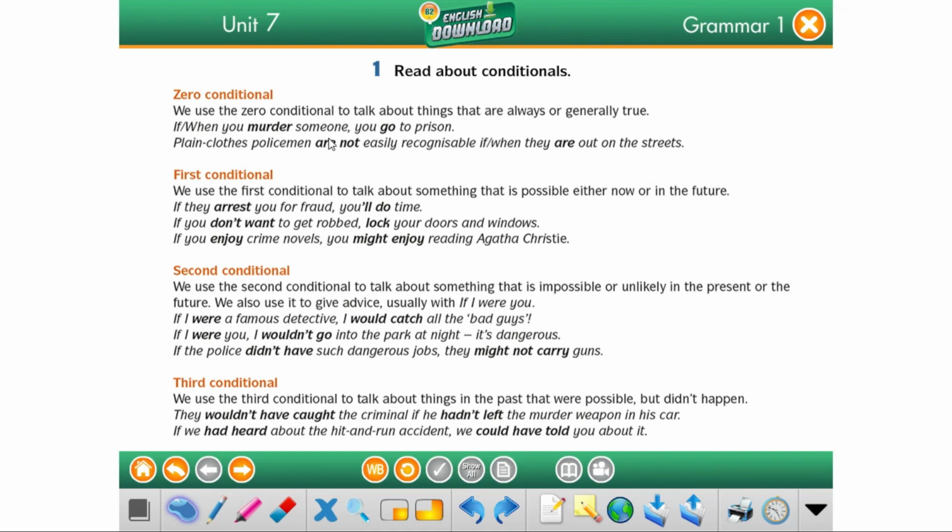So that's it. Remember that zero conditional is to talk about things that are always or generally true. First conditional, things that are possible to happen in present or future. Second conditional is to talk about impossible things or things unlikely to happen in the present or future, and also to give advice. And third conditional is used to talk about things that were possible to happen but they didn't.